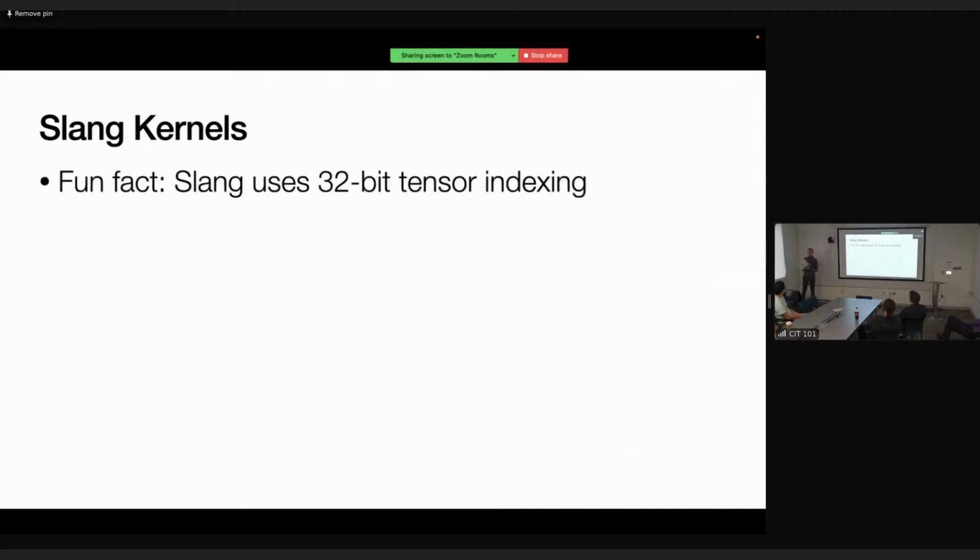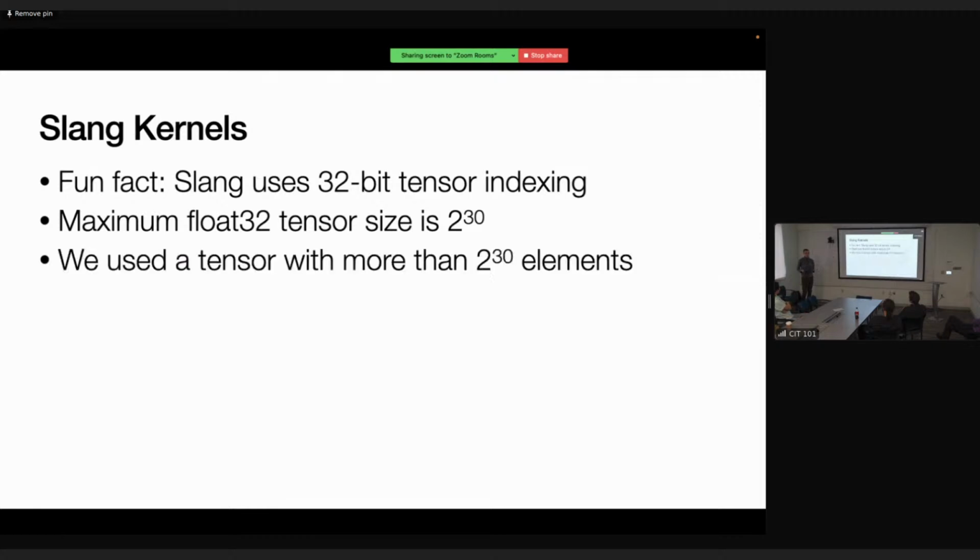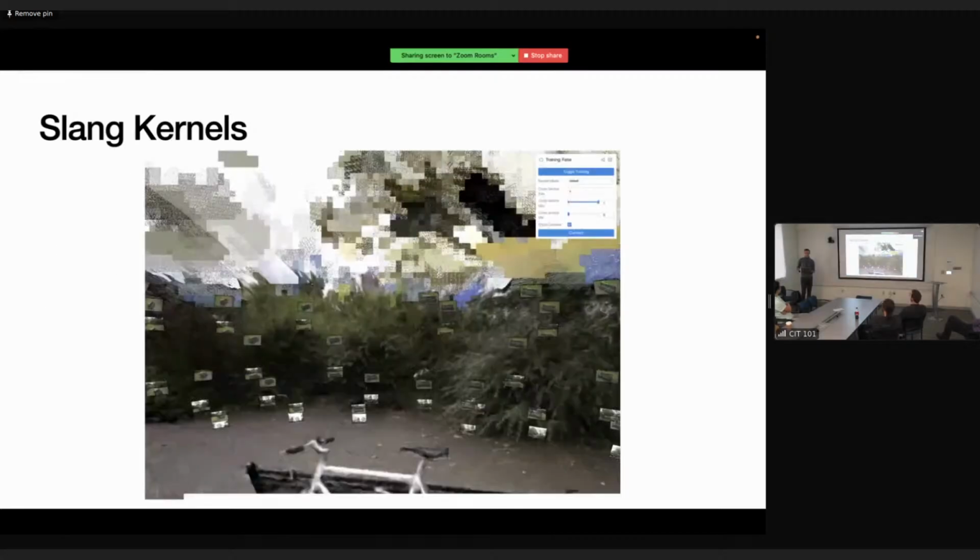Okay, and now I have a fun fact for you, which is that Slang uses 32-bit tensor indexing. Why is this relevant? Because it means that if you have a tensor of float 32, the maximum addressable size is 2 to the 30. While trying something out, we had a tensor with more than 2 to the 30 elements, and we got this, which is very spooky. You don't want to see all these glitches, this weirdness. But there's a workaround for this as well.